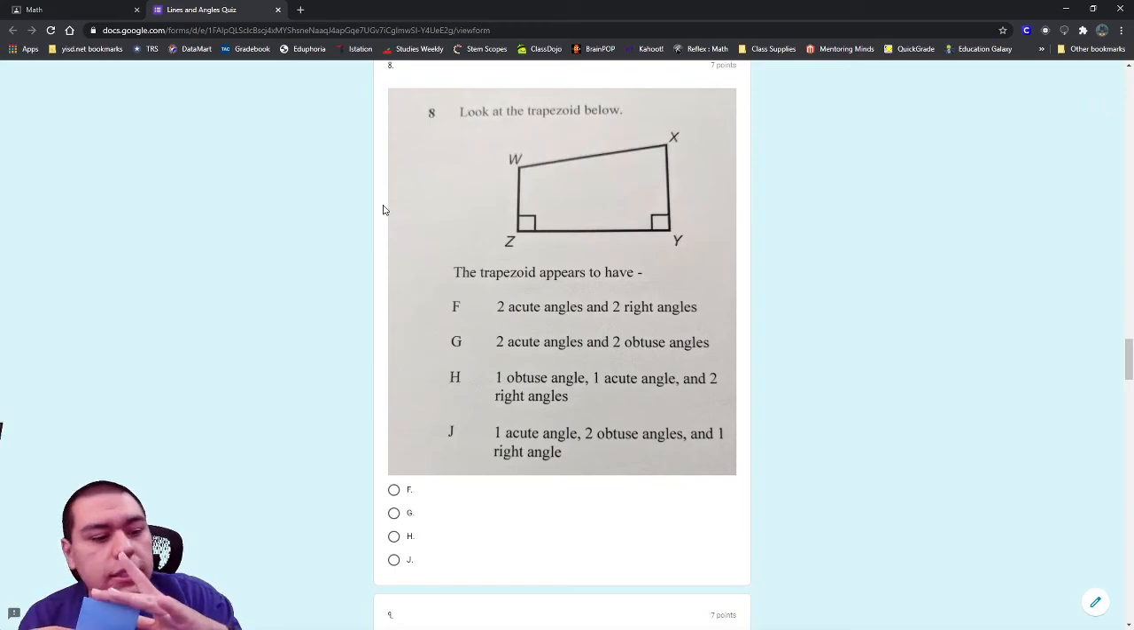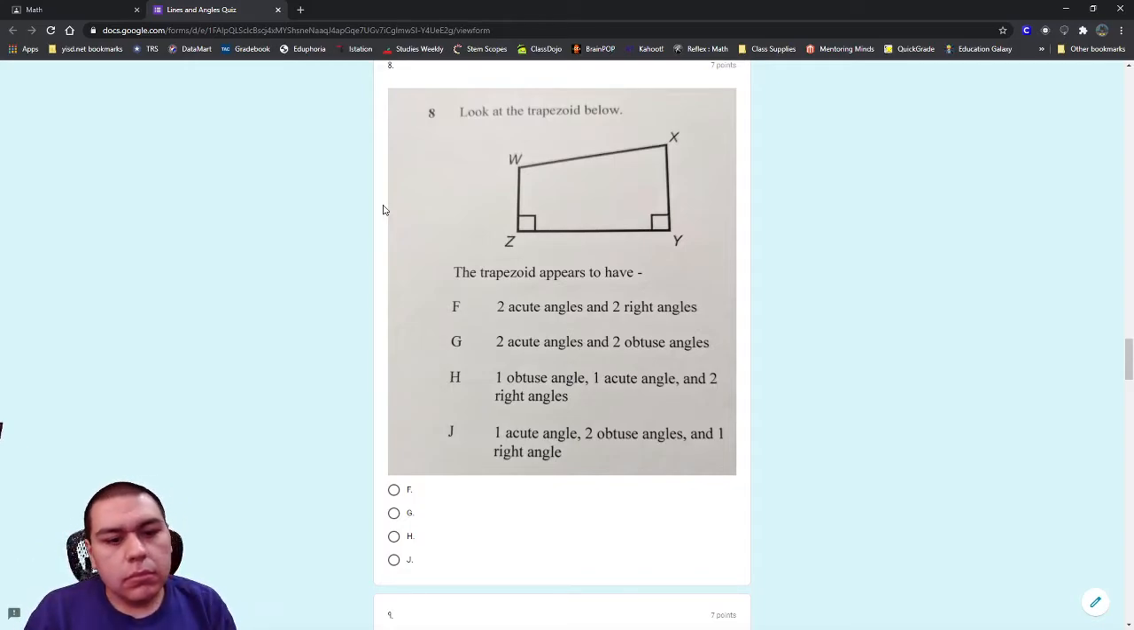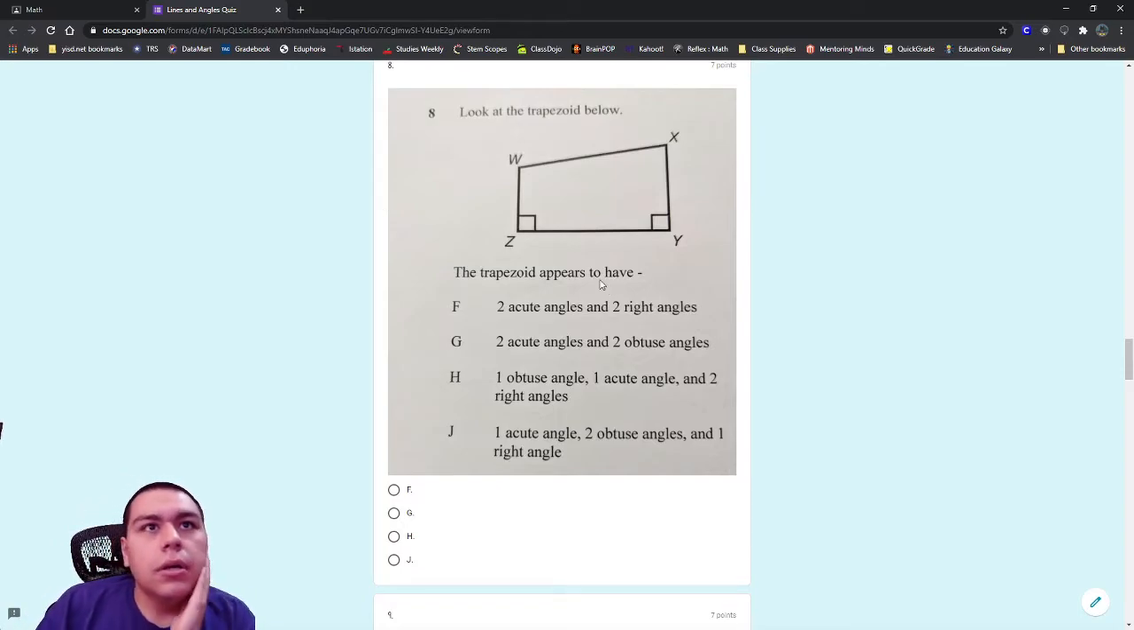One of the lines is lined up perfectly along the side of my sticky note, and the other one's sticking out. What kind of angle do I have when one of the sides is lined up perfectly and the other side sticks out? Okay? Obtuse. So I can't pick answer choice F anymore, because it doesn't have any obtuse angles. It has to be answer choice H.